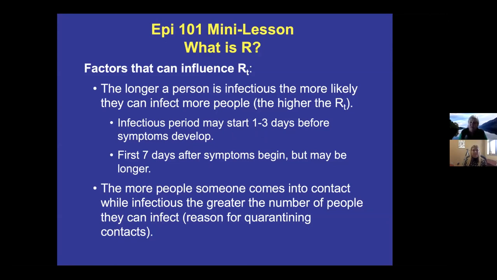The more people someone comes into contact with while they're infectious, the greater the number of people they can infect. And that's your definition of R, right? The more people you can infect, the bigger your R. So if you're around a lot of people, you can end up having a high R value.